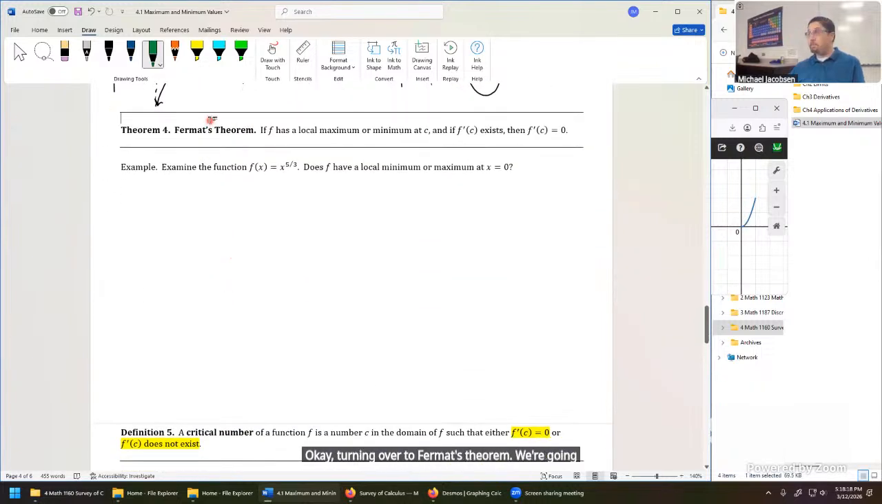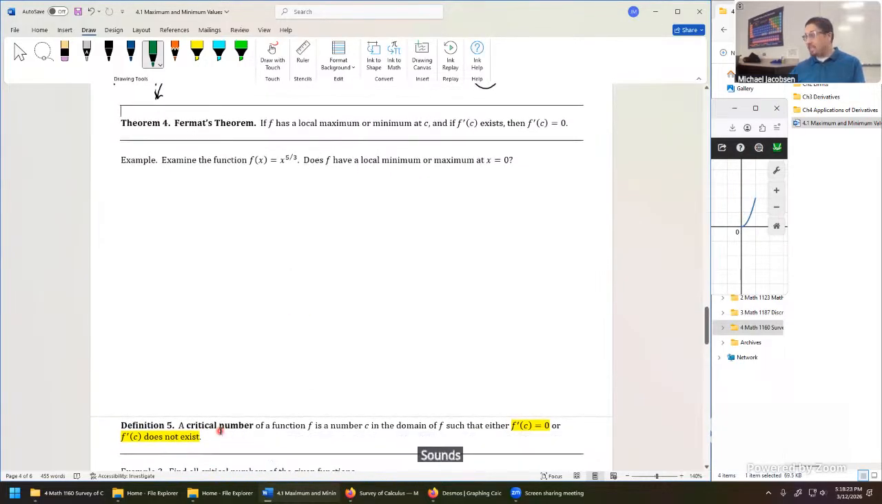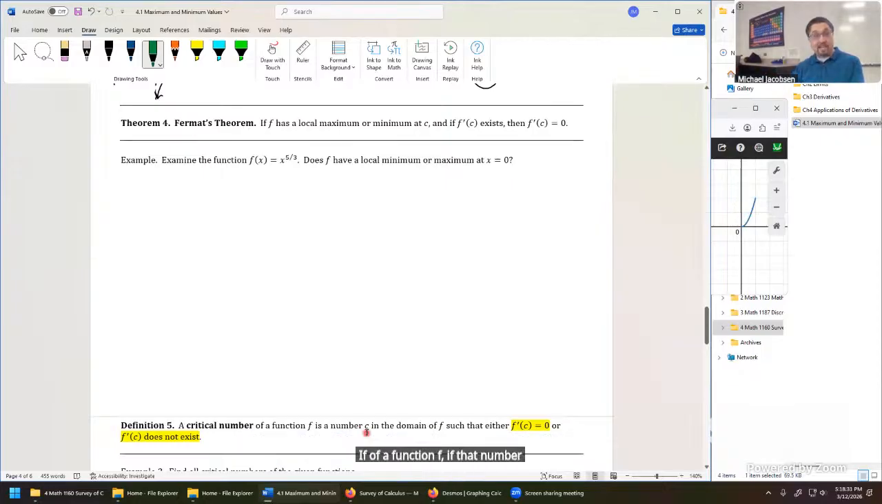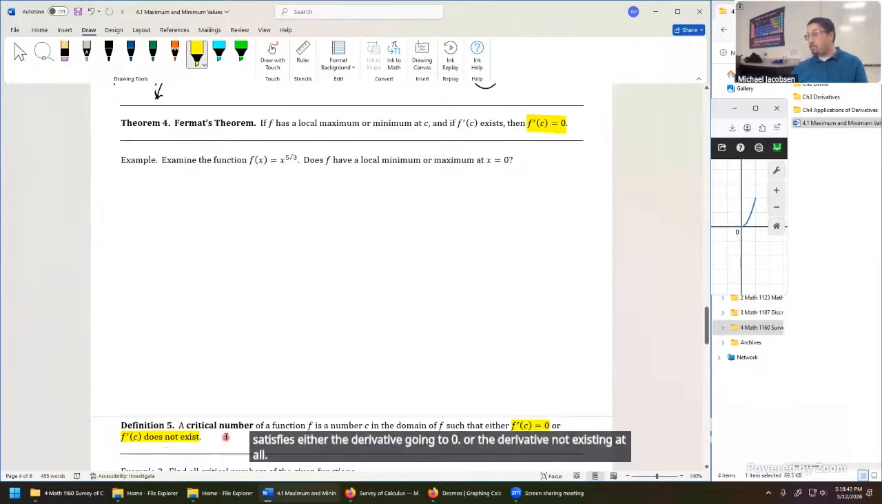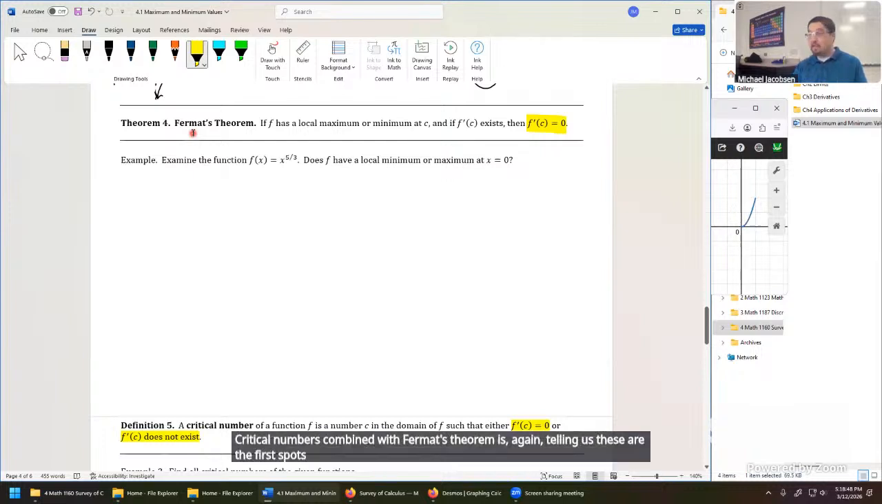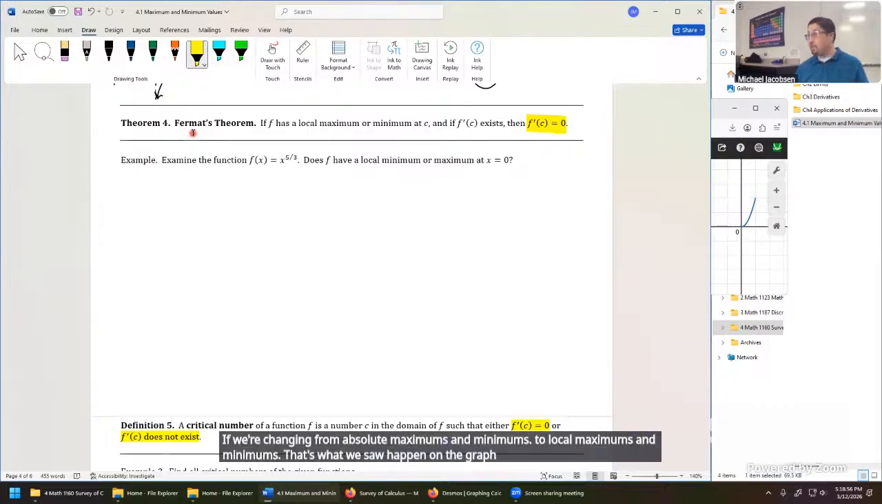We're going to combine Fermat's theorem now with a concept called critical numbers. Sounds kind of important. It's an interesting definition. We'll say a number c is a critical number of a function f if that number c must be inside the domain of that function, and satisfies either the derivative going to 0 or the derivative not existing at all. Critical numbers combined with Fermat's theorem is again telling us these are the first spots we should look for if we're changing from absolute maximums and minimums to local maximums and minimums. That's what we saw happen on the graph in example 2.